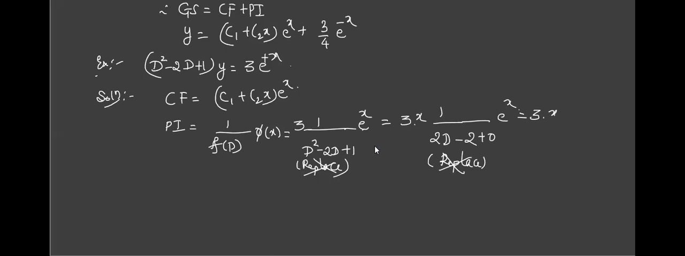Multiply by 1 more x, so it becomes x square. Now differentiate the denominator. What is the derivative of 2D? 2. 2 minus the derivative of 2? 0. Shall I replace now? No. Why? There is no D remaining at all. If D is not remaining, there is no need to replace. The intention is that PI should be solved till all the D are eliminated. Understood the part?